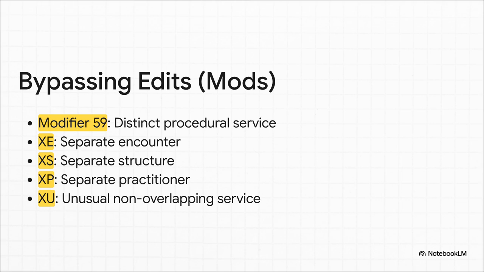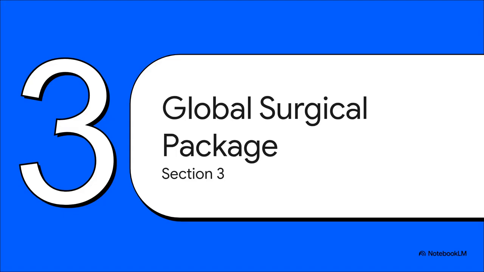So how exactly do we bypass a 1 indicator? Modifiers. We see modifier 59 used a lot for a distinct procedural service. But keep in mind, Medicare really prefers those highly specific X modifiers. XE for separate encounter, XS for separate structure, XP for separate practitioner, and XU for an unusual non-overlapping service. Bottom line though, your documentation must explicitly back up the distinct nature of the service if you're going to use these safely.